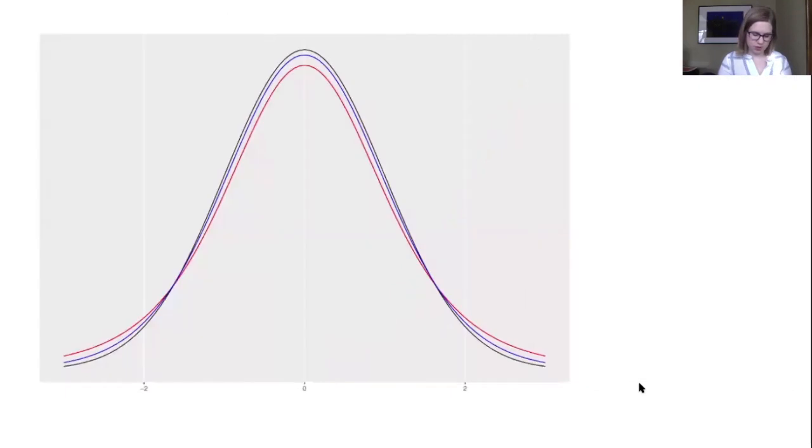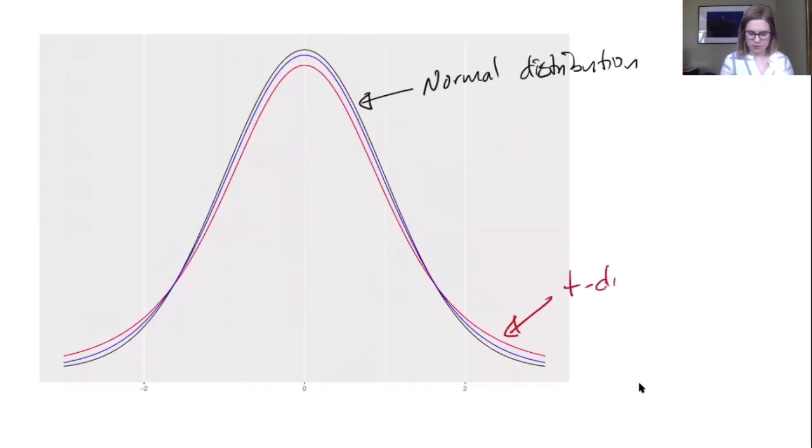So I'll just show you this picture here. The black line is a normal distribution, and then the red line is a t-distribution with 5 degrees of freedom. So you can see that it's a little bit shorter than the normal distribution at the top. It's a little bit fatter than the normal distribution at the tails.